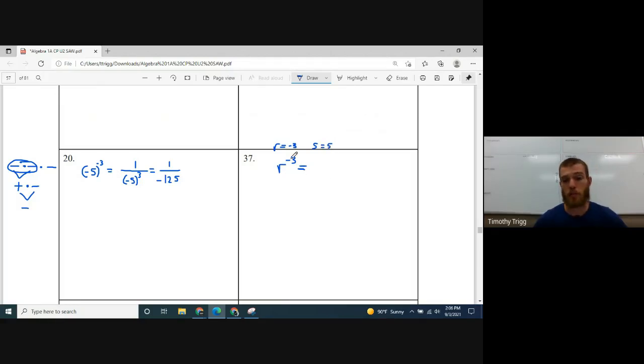So r to the power of -3, remember, r is -3, so that's -3 to the power of -3, which is 1 over -3 to the power of 3, which is 1 over -27. Remember, a negative to the 3rd power is still negative, just like we covered over here with -5 to the power of 3.